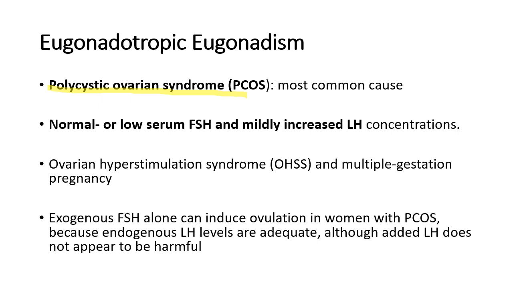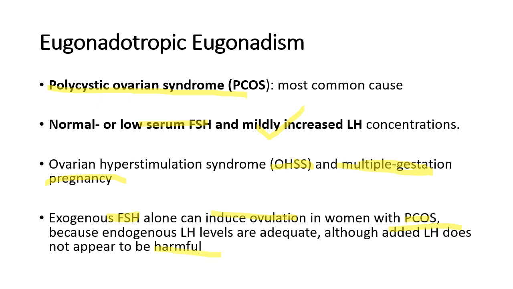As gonadotropin is invasive, the patient needs to take daily injections, and there is also an increased risk of OHSS and multiple gestation pregnancy. So we need to be extra cautious before using gonadotropin. As we know, PCOS has low or normal FSH but increased LH. So only an FSH injection like follitropin can induce ovulation in a patient with PCOS. But if we add LH, it will not be harmful to the patient.